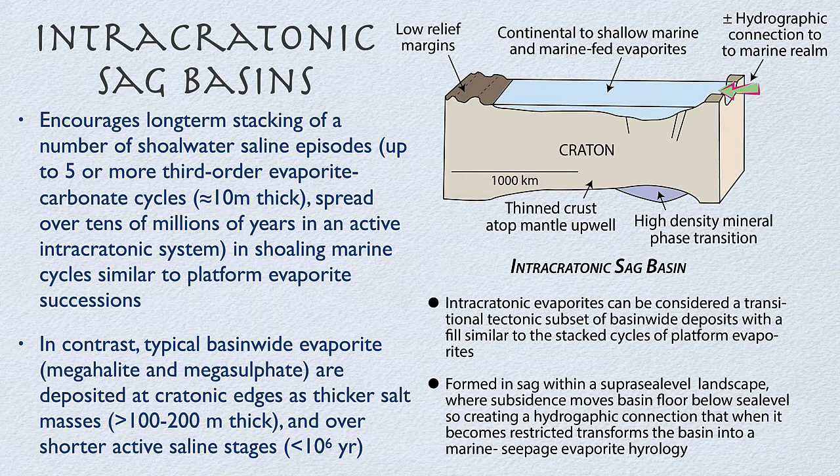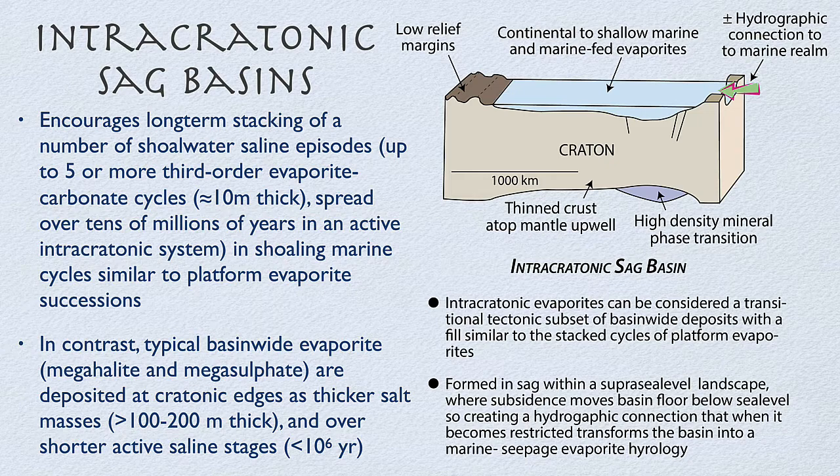So let's just focus in on the intracratonic for a moment and look at what happens within intracratonic basins. Unlike the basin edge scenario, these occur on top of cratonic material, sialic material, and what we tend to see is a longer-term stacking of a number of saline, non-saline, typically marine episodes. We can stack a whole series of these things, five or more third-order evaporite-carbonate cycles in these successions.